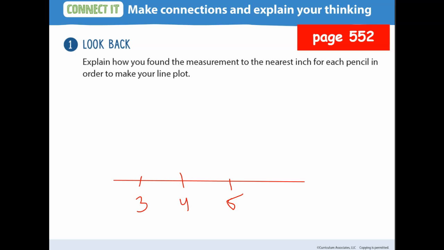Now look at your pencils. How many pencils were 3 inches, everybody? How many pencils were 4 inches? Wait, wait. How many pencils were 4 inches? And then how many pencils were 5 inches? So that's how you would graph my line plot. Might want to do that for number one.